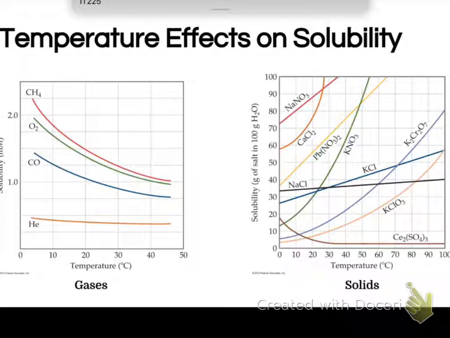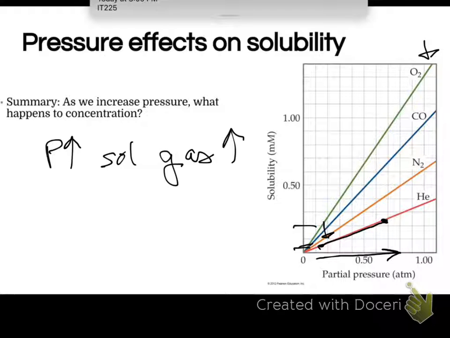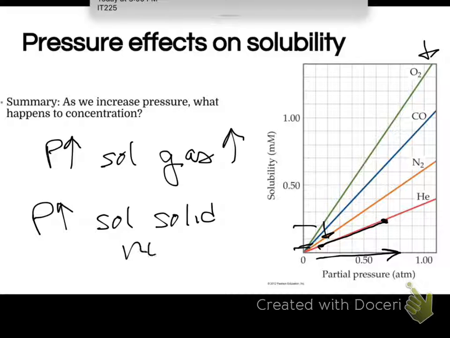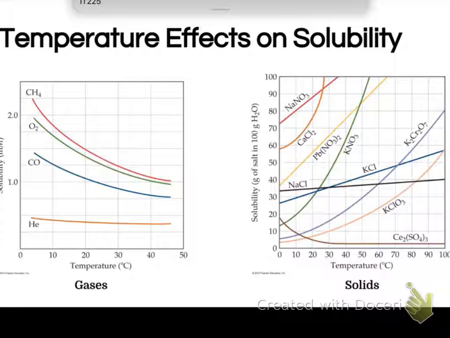To think about temperature effects, we want to look at gases and solids separately. Oh, by the way, if we increase pressure, the solubility of a solid is not affected because solids are not compressible. I could squish it all day long and it's not going to make any more solid dissolve.